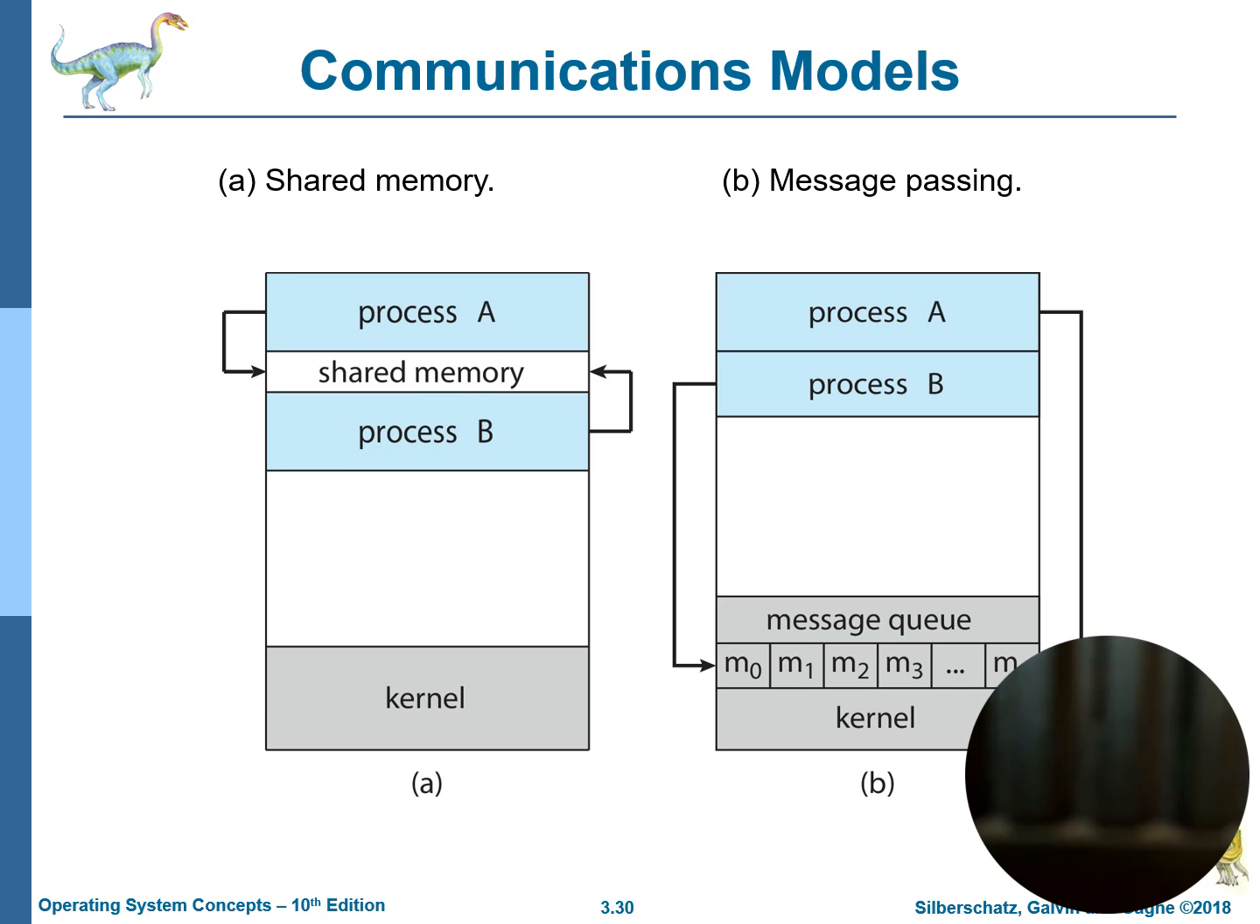Look, this is a diagram where there's a shared memory between process A and B, and they are sharing the memory. And look, B there is an example of message passing.